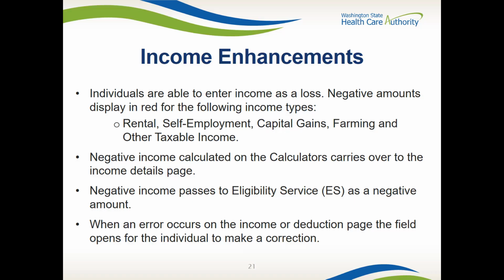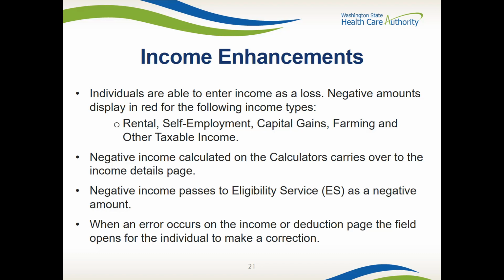Income enhancements. The following are income enhancements from the Washington Health Plan Finder release. Prior to this release, users could not enter negative income amounts through the income reporting screens. Individuals are now able to enter income as a loss. Negative amounts display in red for the following income types: rental, self-employment, capital gains, farming, and other taxable income. Negative income calculated on the calculators carry over to the income details page.